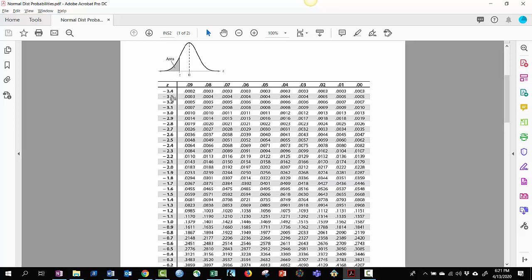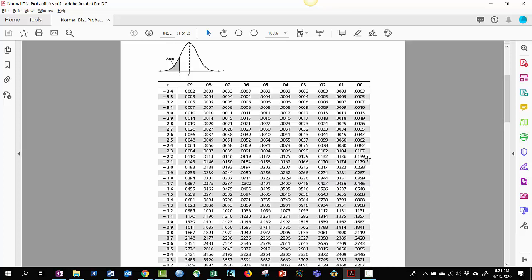Remember, minus means below. You know the probability of randomly picking a value that has a z-score of less than minus 2.0? Well, here's minus 2.0. And if you look all the way over to the right, the column at the top is 0.00. So minus 2.00. The probability of being less than that is 0.0228.